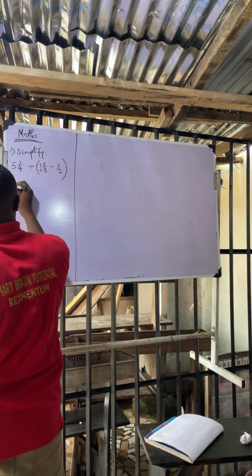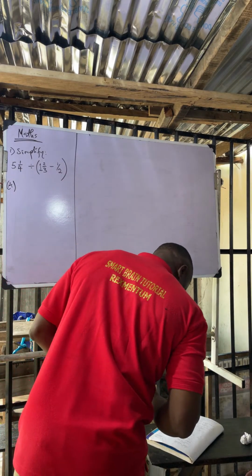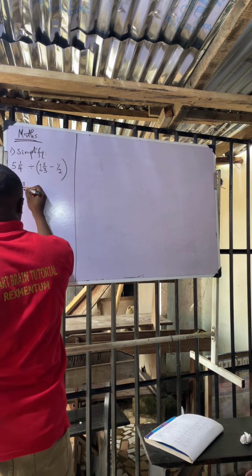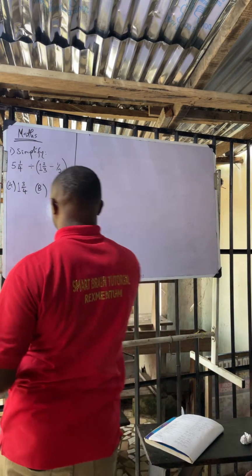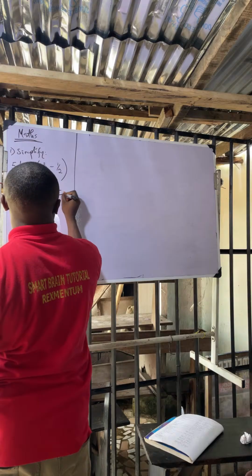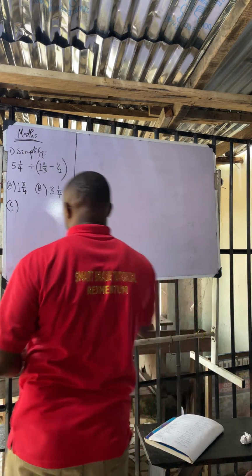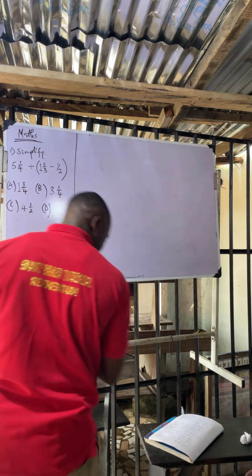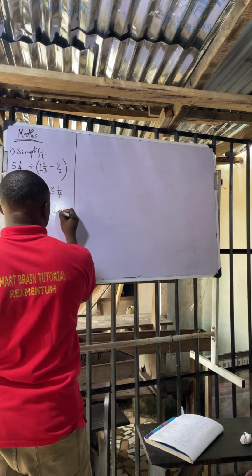Which option is the answer? Option A gives us 1 whole number 3 over 4. Then B says 3 whole number 1 over 4. Then C, please make sure that you're solving, we have 4 whole number 1 over 2. And lastly, D, they have 8 whole number 1 over 2.